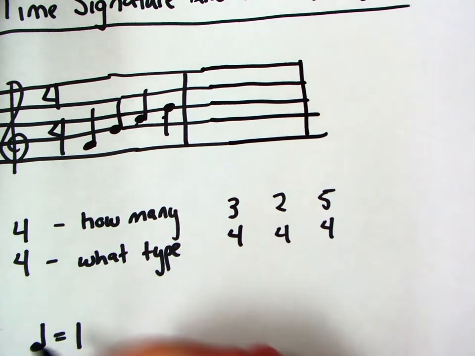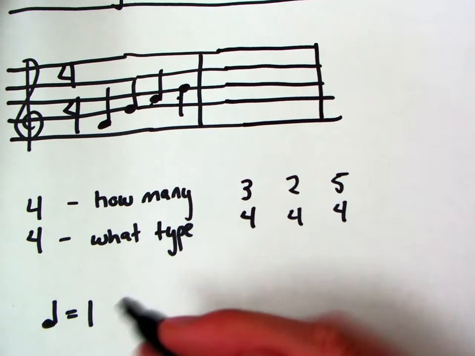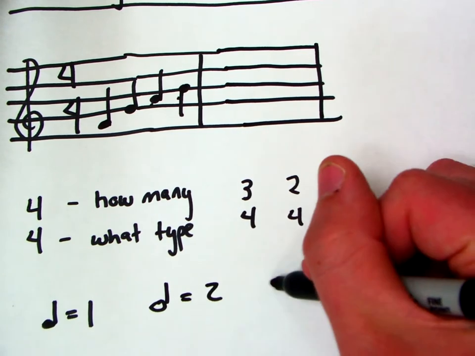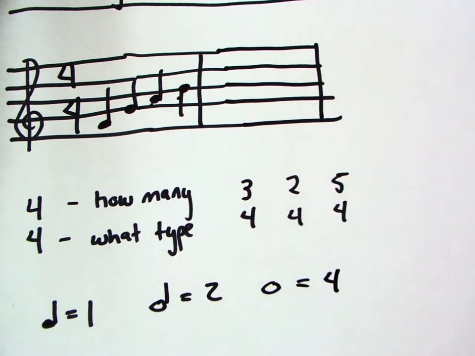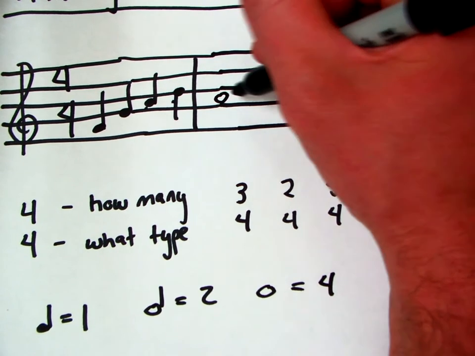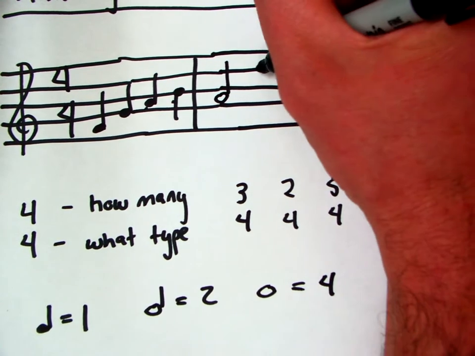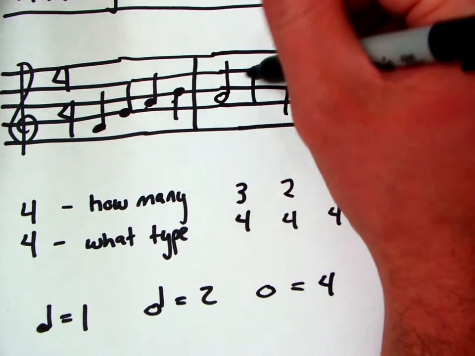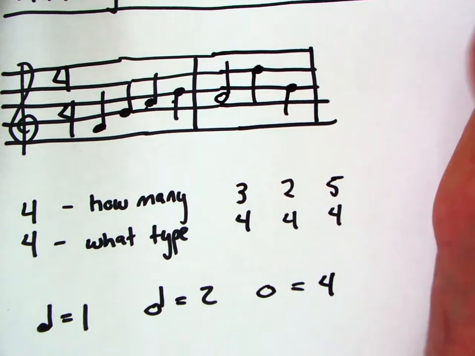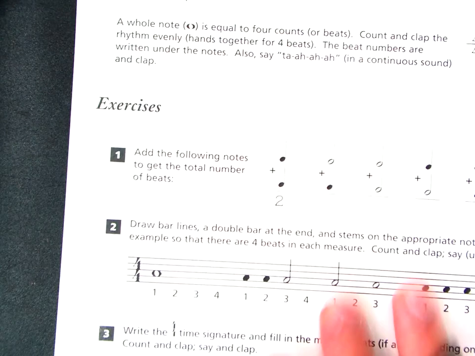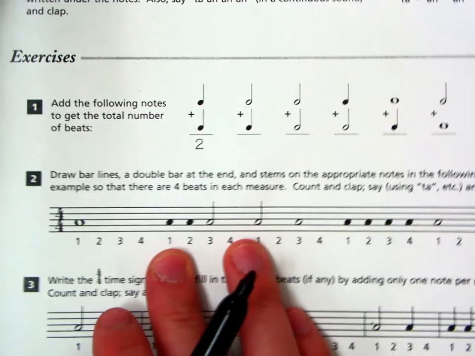So if we have another measure, we have 4 beats to work with, and we know that the half note equals 2, and we know that a whole note equals 4, right? So that means we could put 2 half notes in this measure, right? Or we could go half note, with a stem, and then we could go quarter note, quarter note. So 2 plus 1 plus 1 equals 4, which is what we need. Or we could have a measure with just a whole note. So there's that.